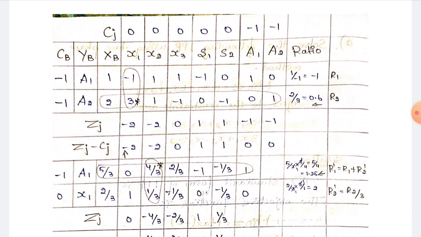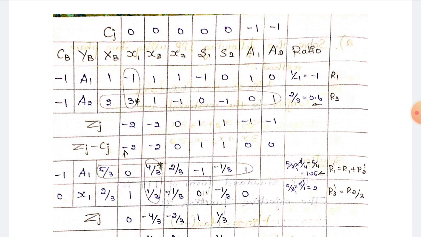So R1 dash will be calculated by R1 and the modified matrix, that is the modified row R2 dash. Here we have the coefficient minus 1, so you have to write plus 1. So R1 dash is equal to R1 plus R2 dash.